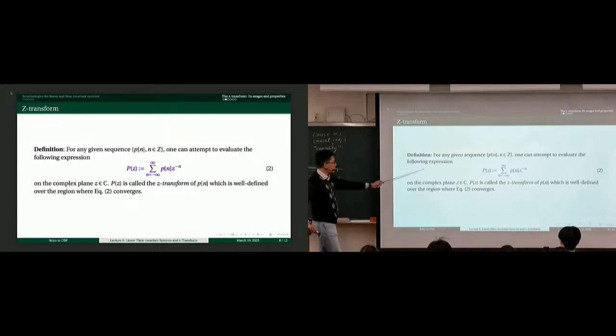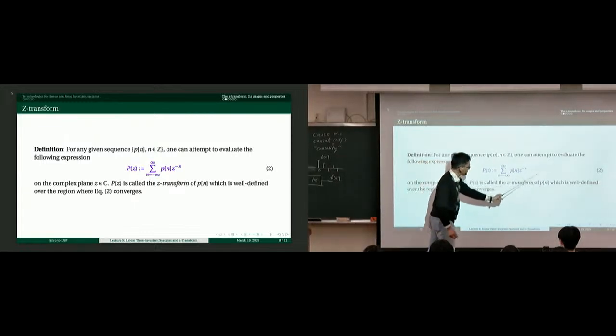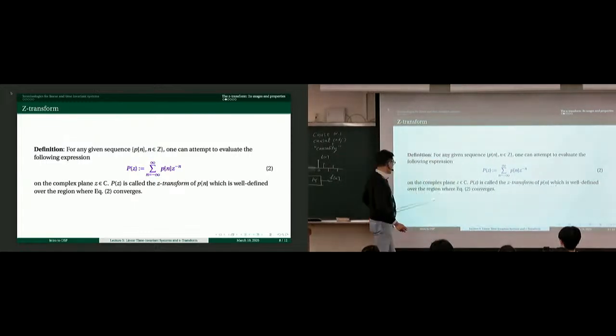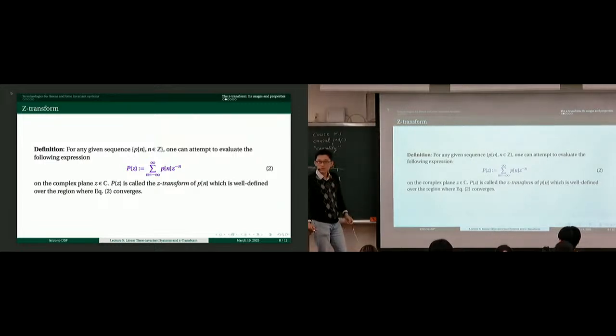And this expression, 这边有点咬文嚼字, so let me read it. This expression is well defined only over the region where this equation converges, right? Otherwise, it does not make sense. Otherwise, it's just you write things down. Okay, it does not make sense.